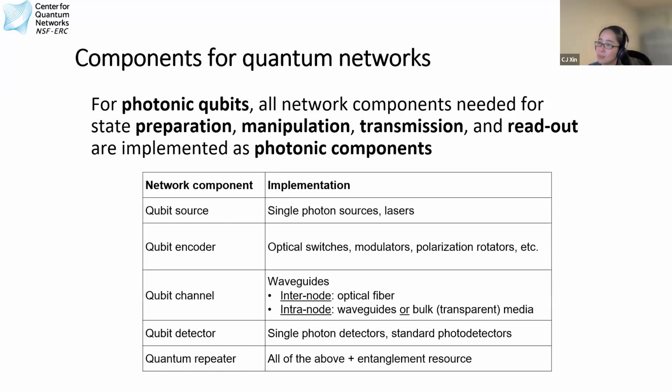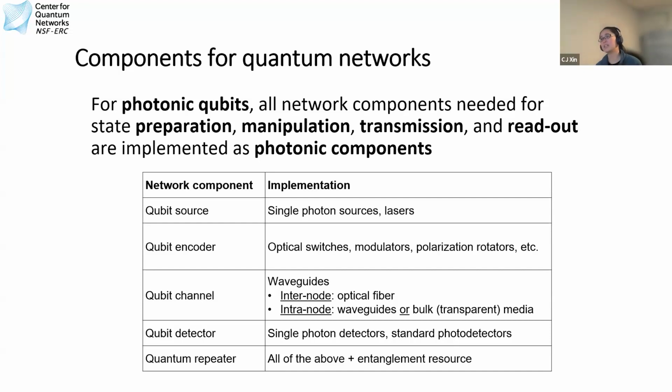For example, for the qubit source, we have lasers, which are also used in classical communication systems. And in addition, you have single photon sources. The reason we have lasers in here is that there are certain encodings of quantum information that can use lasers instead of, but not necessarily, qubits.